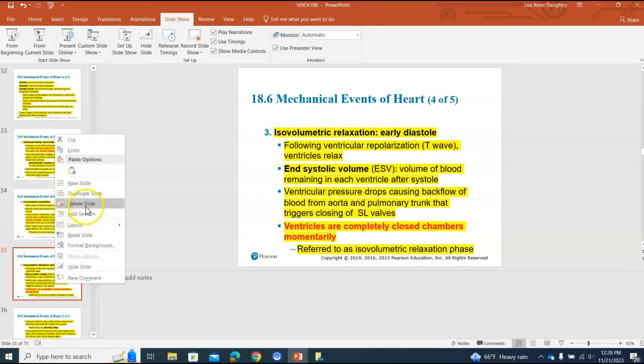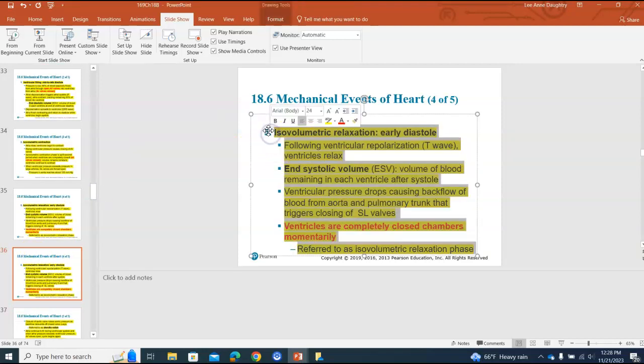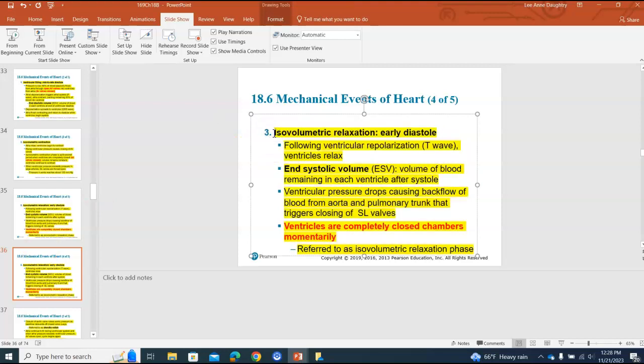Copy slide, but we are going to name this 4 instead of... and I know that's not blue, but it'll be okay. And then here we are going to call this ventricular ejection is step 3.